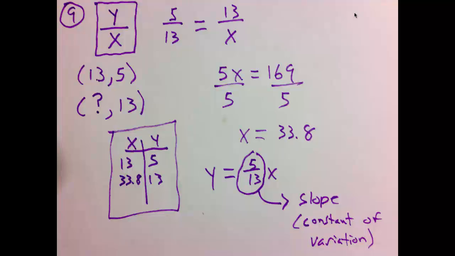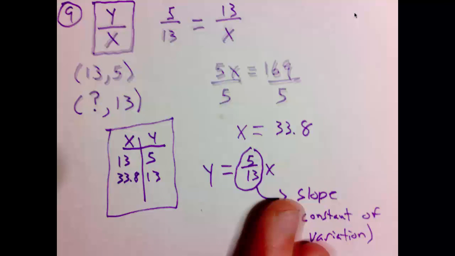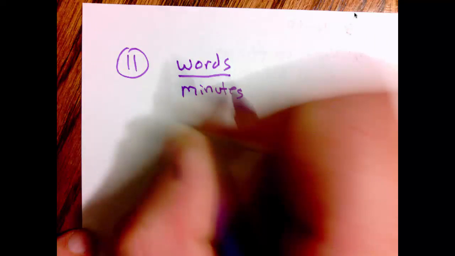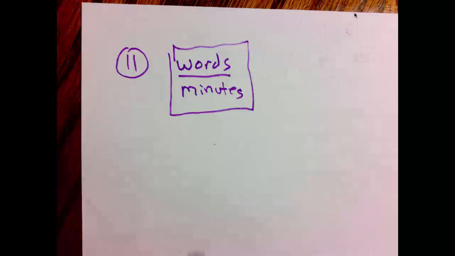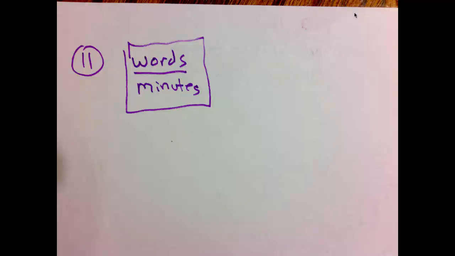I'm looking at problem number 11. The question says, how many minutes would it take her to type an essay that contains 343 words? So in this problem, we're talking about words and minutes. I'm going to make my word fraction. This is much like the grandma and cookies problem. Words and minutes. Much like before, we started y over x. Here I'm starting words over minutes. This will just help me keep my two fractions straight that I set up in my proportion.